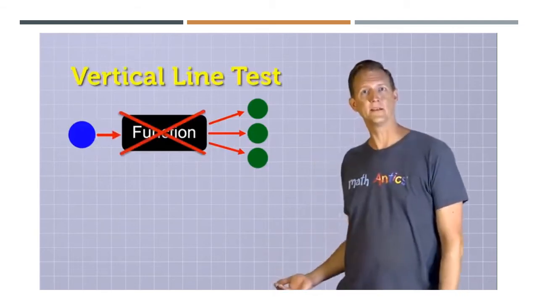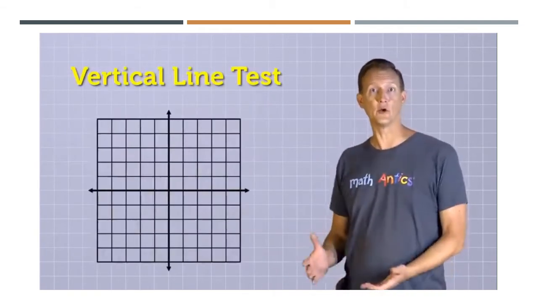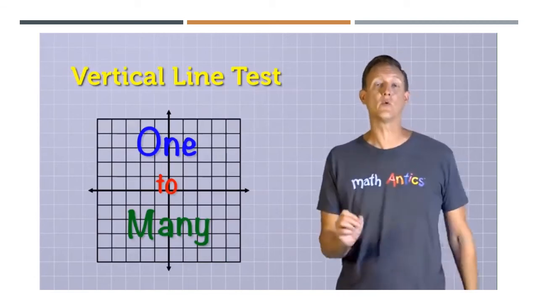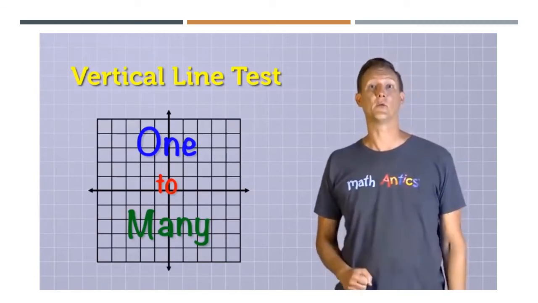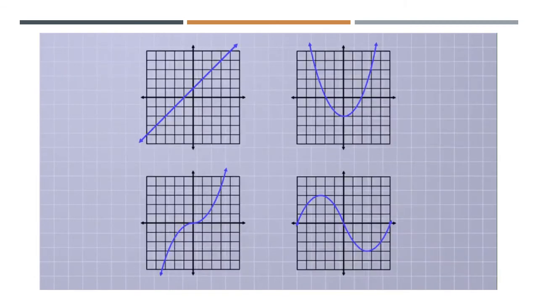Well, the vertical line test helps us see if a graph has any of those one-to-many relations that would disqualify it as a function. Here's how it works. Imagine that a vertical line is drawn on the same coordinate plane as the graph that you want to test. Then, imagine moving that vertical line left and right across the domain, paying close attention to the point where the vertical line intersects with the graph.